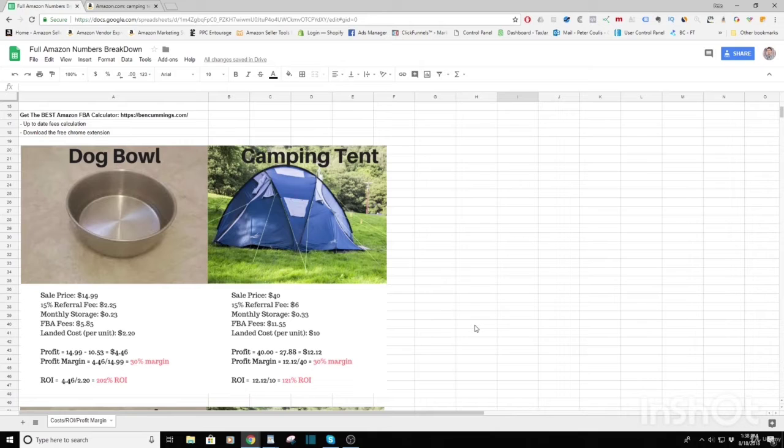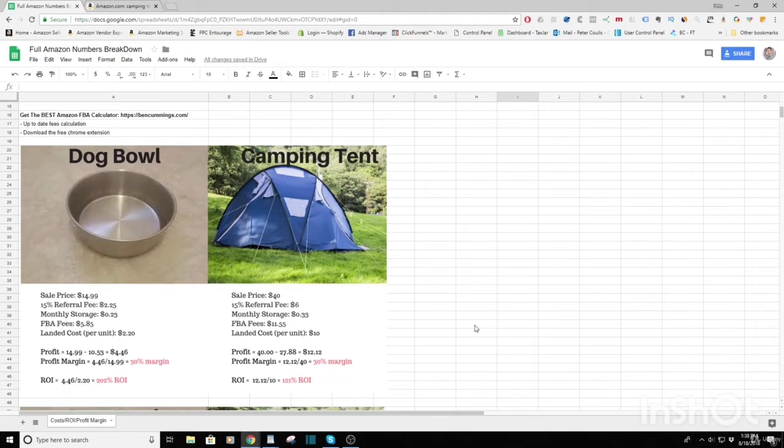So how do we know what our profit is? Well, we have to take our sale price of $14.99 and subtract our total fees. So that $10.53 number you see is all the fees above added up. And that comes out to $4.46 profit per unit, like net profit. That's net profit. What's your profit margin? How do you calculate your profit margin? Well, you take that net profit number of $4.46 and you divide it by your sale price of $14.99. So you have exactly a 30% profit margin on this dog bowl.